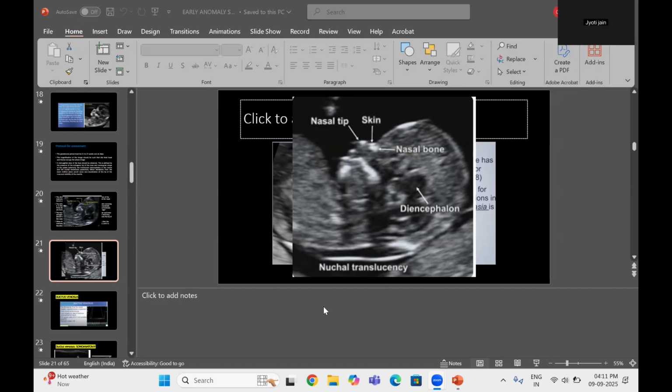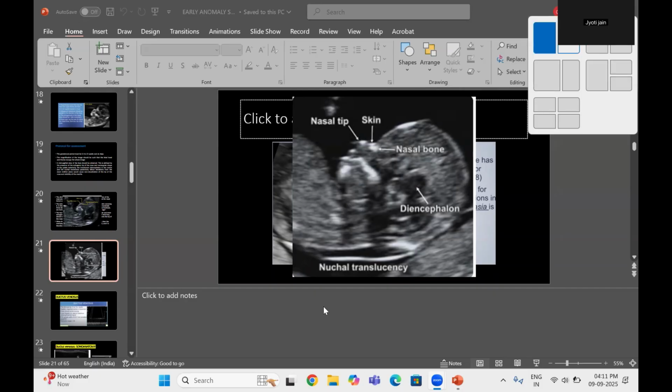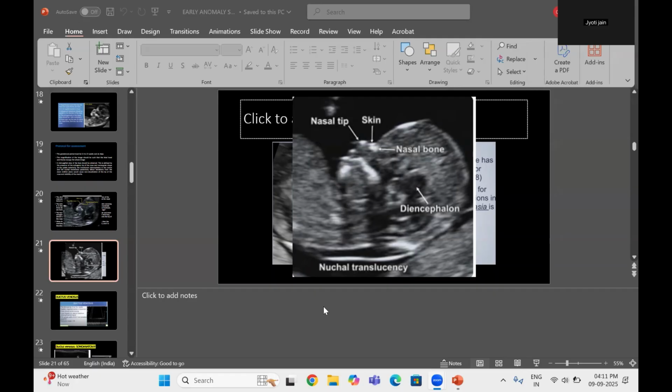Ma'am, what else do we have to see in this head area besides nasal tip, nasal bone, nuchal translucency, and diencephalon? The palate, and how we assess the cleft palate and cleft lip. Okay, at this age we will do the structural analysis later during the presentation, or maybe in the second lecture. Right now, your focus is on nuchal translucency, nasal bone, tip, diencephalon, and the correct positioning. How to see cleft lip and cleft palate will come subsequently.